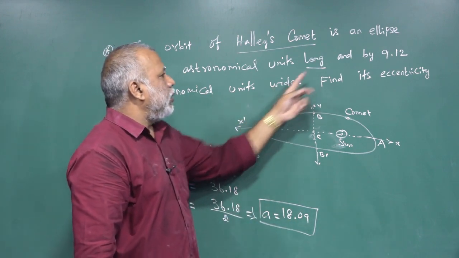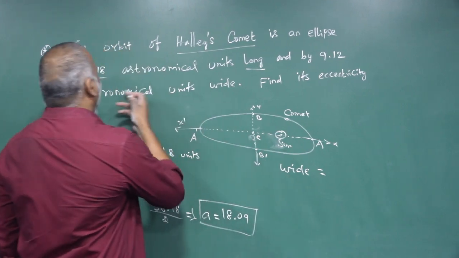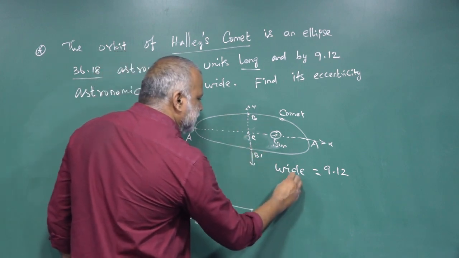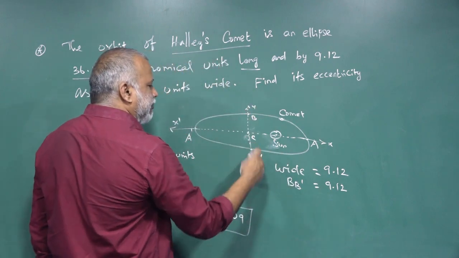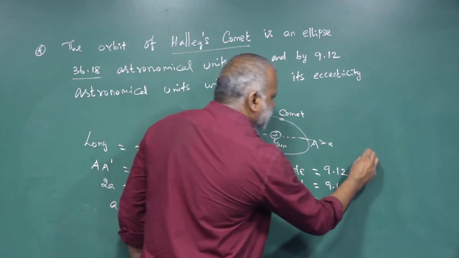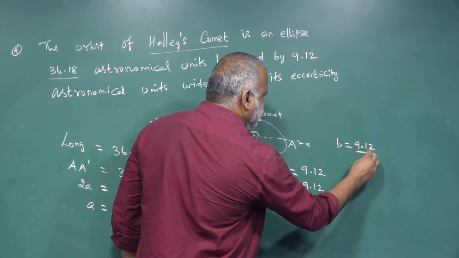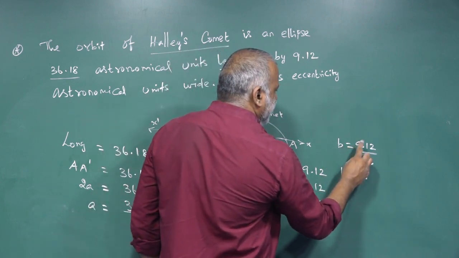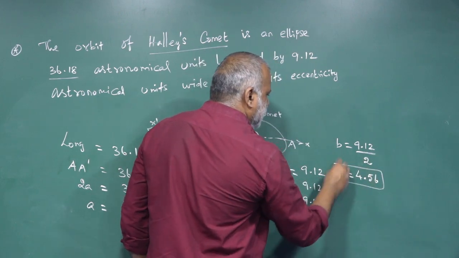See the wide. The second one given is wide. Wide is 9.12. Here wide is nothing but BB dash. BB dash equal to 9.12. What is the value of BB dash? It is nothing but 2B. 2B equal to 9.12, so we need to find B. The value of B equal to 9.12 divided by 2, that means B equal to 4.56. This is the value of B.